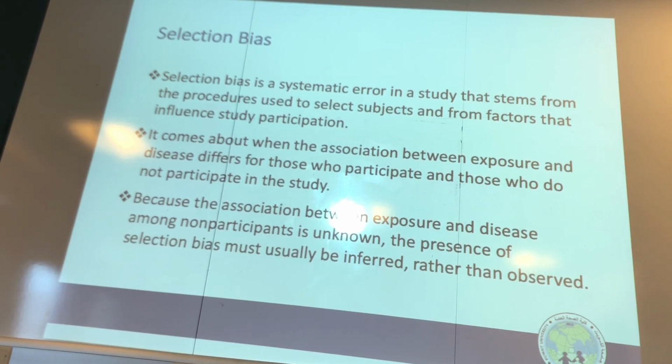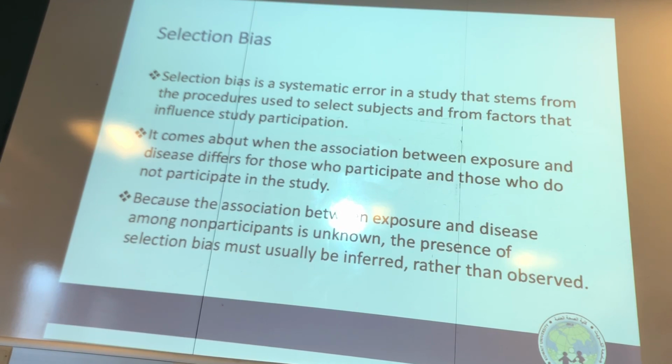It comes about when the association between exposure and disease differs between those who participate and those who do not participate. What will this lead to? The association between exposure and disease will differ a lot. That means I cannot generalize. It will affect what we said is the external validity. Why external validity? Because for people who participate, I will find an association. However, I cannot generalize this association to people who did not participate. And that's the effect of selection bias. See, this is the problem.